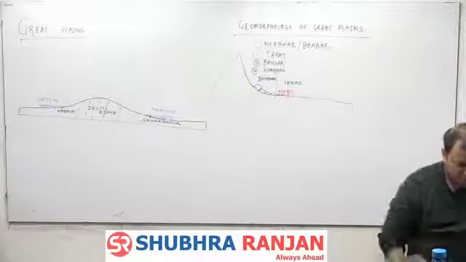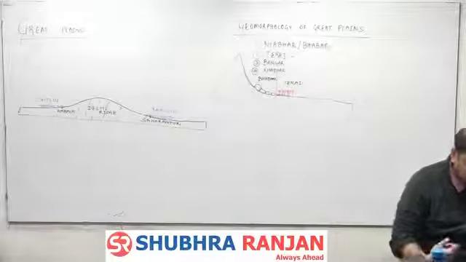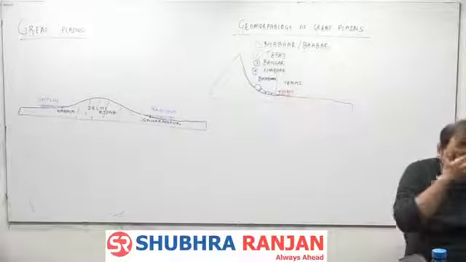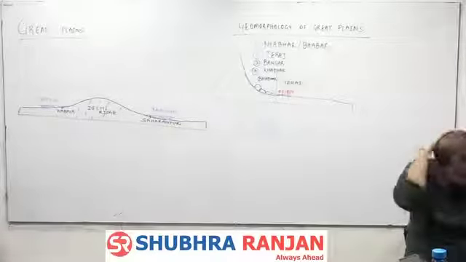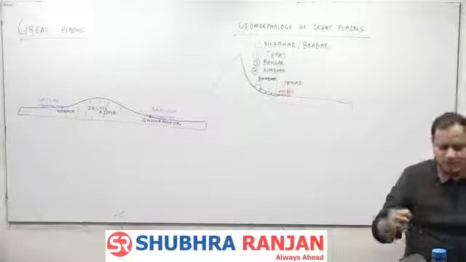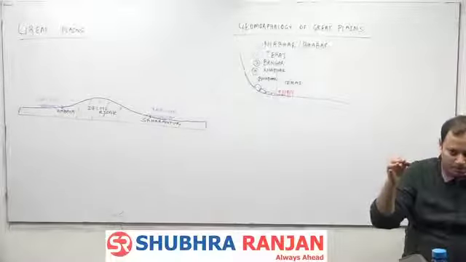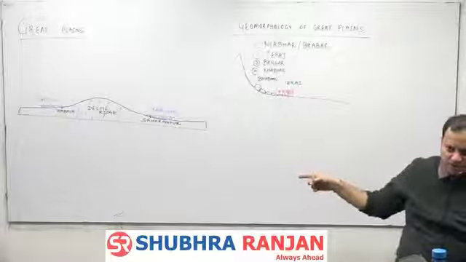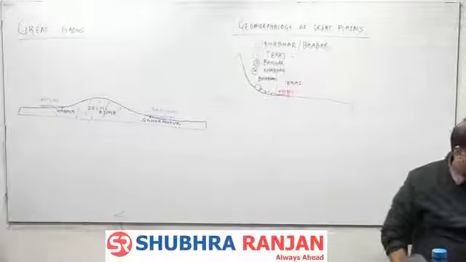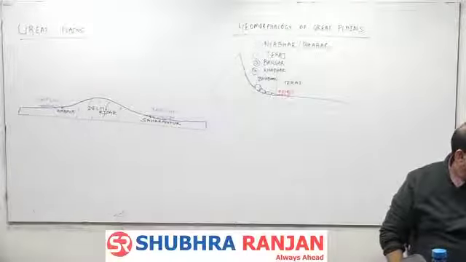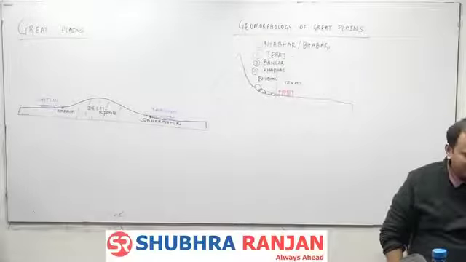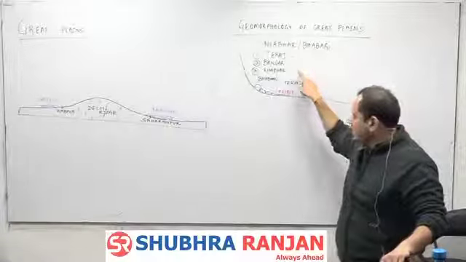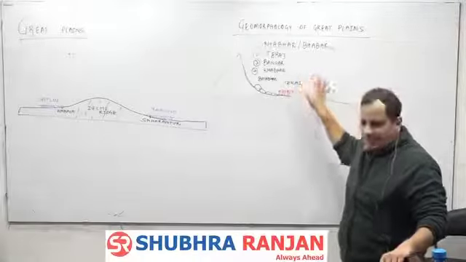Geomorphologically, the Great Plains can be divided into 4 parts from north to south. This is the order from north to south. क्या है नॉर्थ में? भाबर, भाबर के बाद तराई, तराई के बाद बांगर, and then खादर.